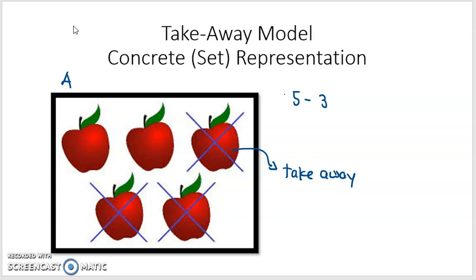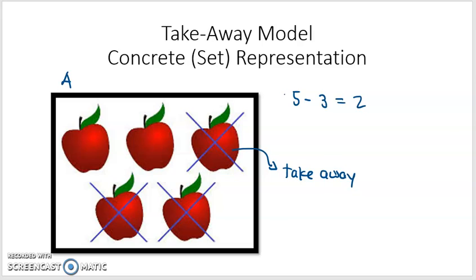Five minus 3 is equal to the number of apples that are left when you take 3 objects away from 5. So how many apples are left? 5 minus 3, I take away these 3, and I'm left with 2 apples. So 5 minus 3 is 2.